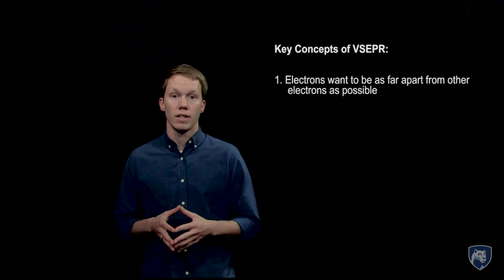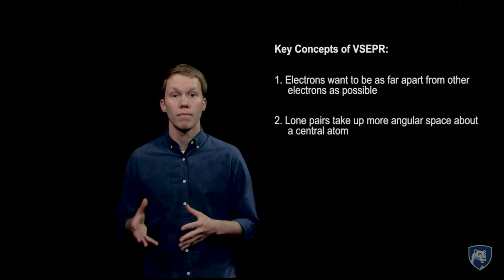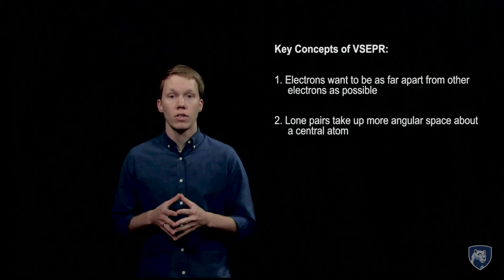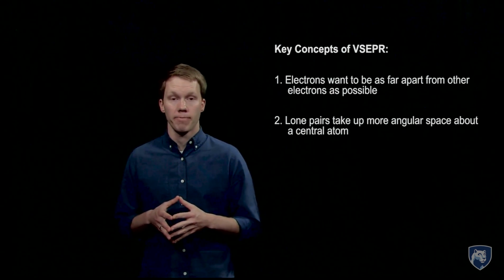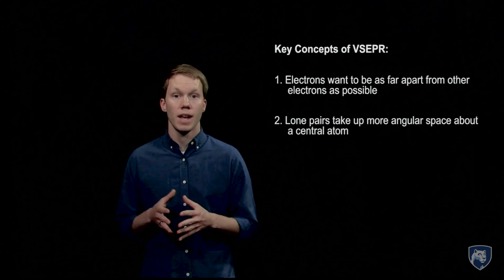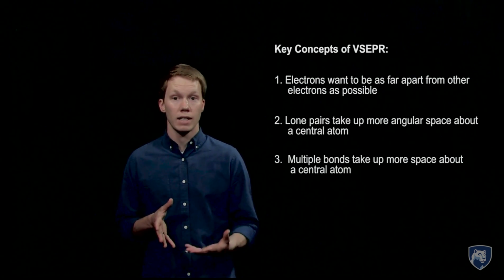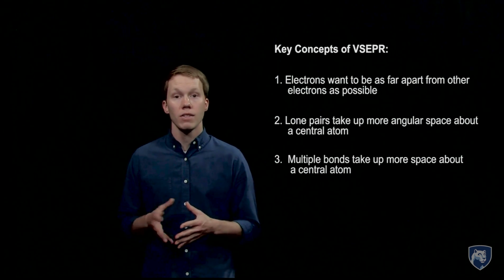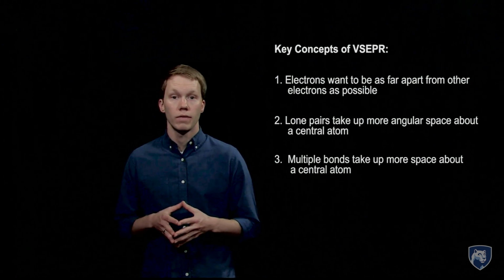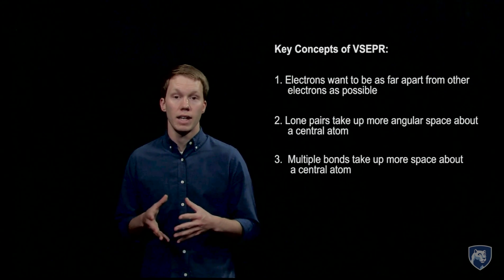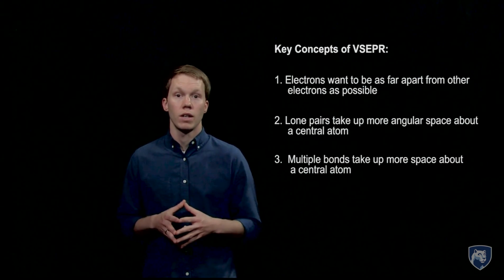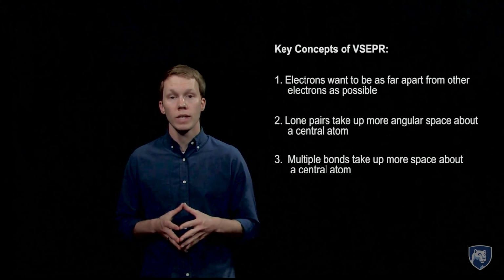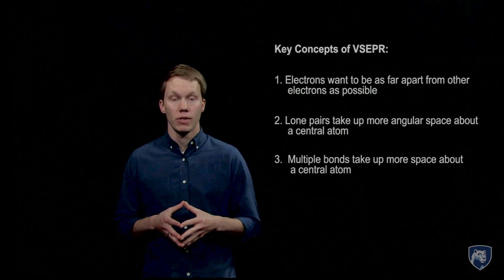The second key concept is that lone pairs will take up more space around an atom compared to a bonding pair. And the third concept is that multiple bonds, looking at double or triple bonds, will take up more space than a single bond. And that's due to the fact that there is higher electron density in those regions, and therefore they need more space to occupy. So we'll explore those three key concepts in upcoming videos.